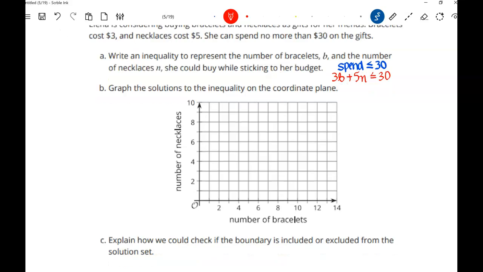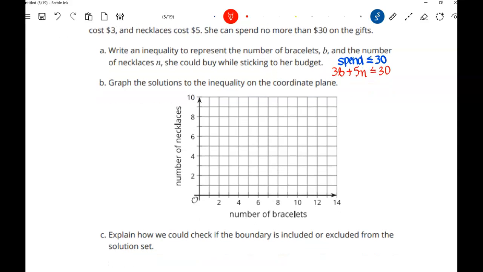Part B says graph the solutions to the inequality. So I could solve for one of the variables, but whenever it's a context problem, in other words, a word problem, it's easier to keep it in standard form and use the intercepts. So what I mean by the intercepts, 3b plus 5n equals 30.